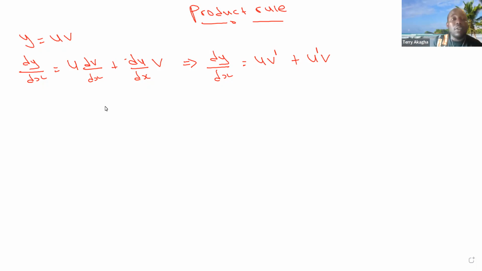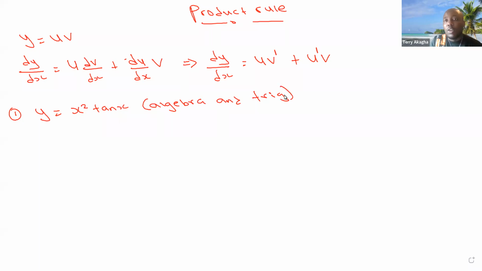All right, let me pick this question here. We have one, y is equal to x squared times tan x. You can see I have two functions here. I have an algebra and I have a trig. So there are two functions together. Easy. I'm going to say let u be equal to x squared, and my v is going to be equal to tan x.